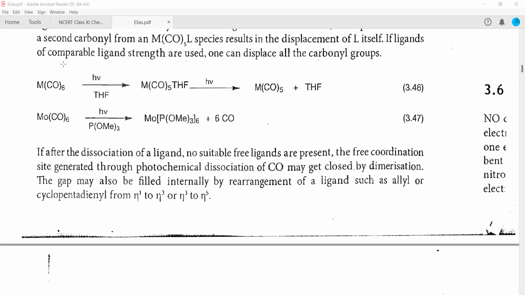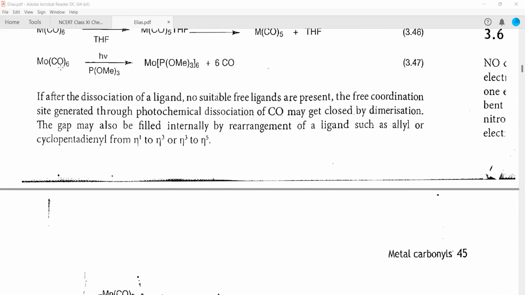All the carbonyls are getting substituted with this phosphine ligand. So if, after the dissociation of the ligand, no suitable free ligands are present, the free coordination site generated through the photochemical dissociation of carbonyl may get closed by dimerization. The gap may also be filled internally by rearrangement of a ligand such as allyl or cyclopentadienyl from eta 1 to eta 3 or eta 3 to eta 5.